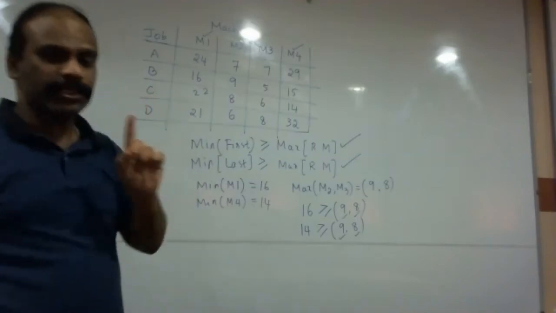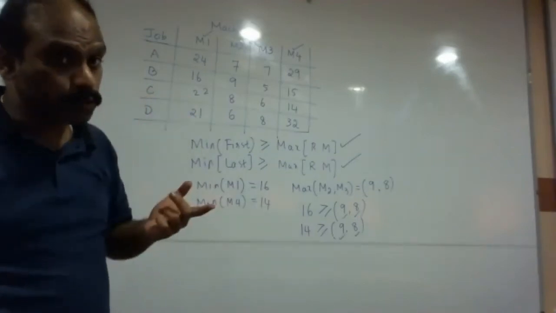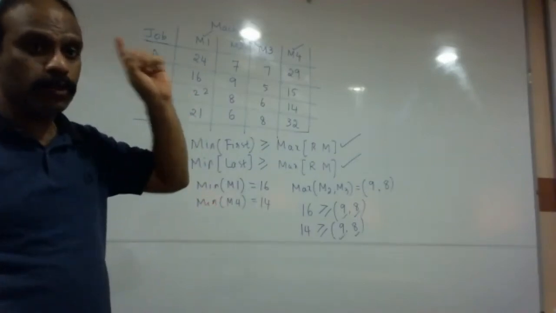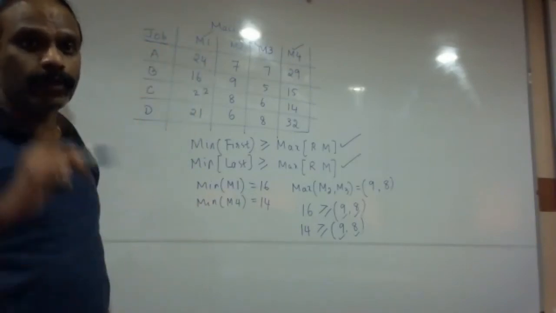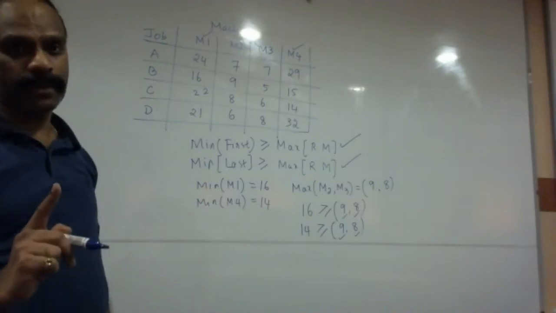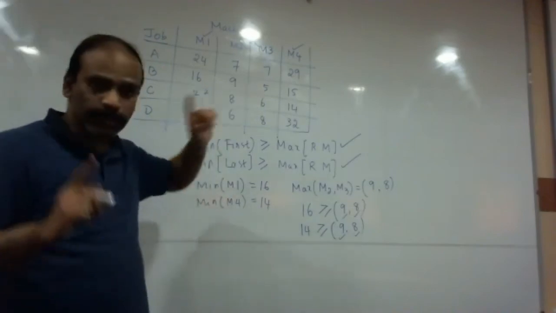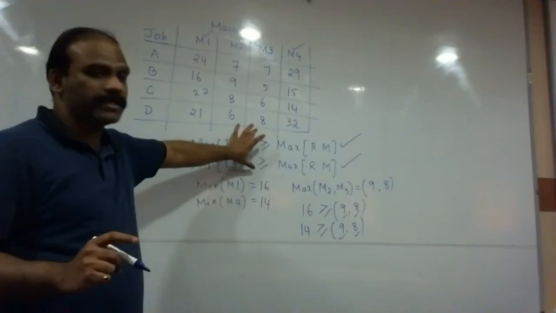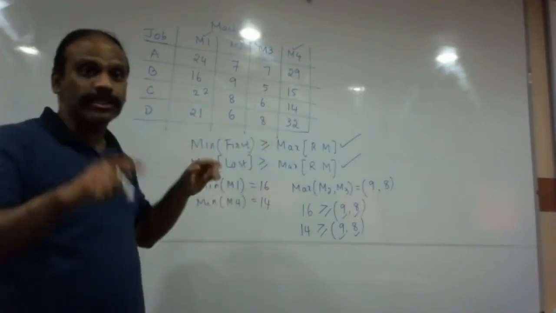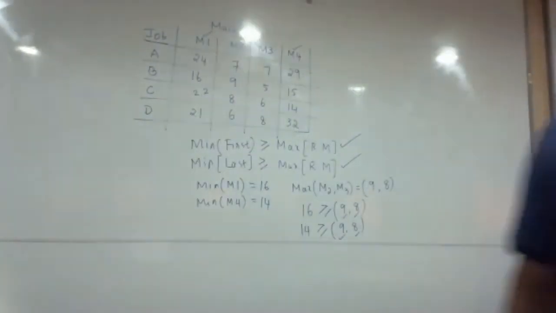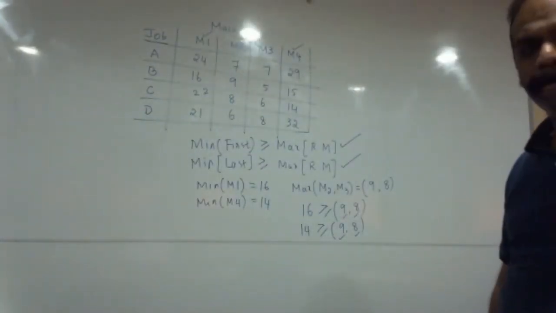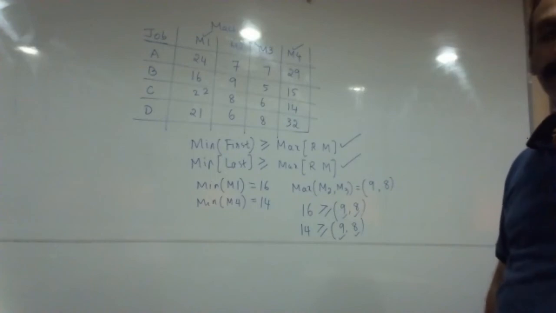But if only one condition is satisfied, what are we supposed to do? Then I'm supposed to introduce G and H. So G and H come when only one condition is satisfied. And the first and last machine come into picture when both the conditions are satisfied. This distinction you should be clear about. Is everybody clear with this now? Any doubts, any questions? Yes or no?